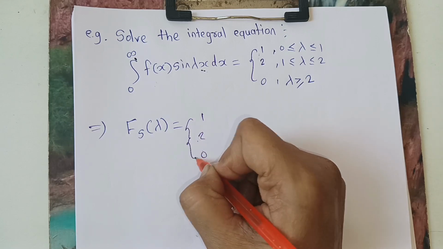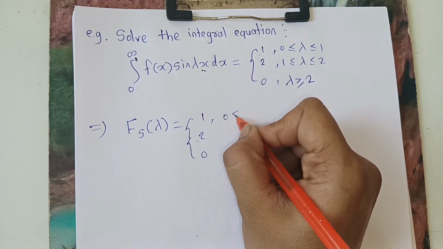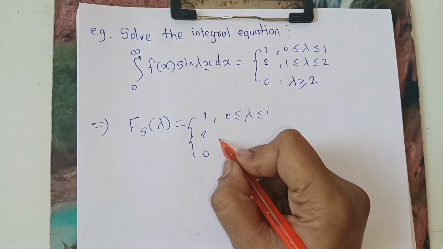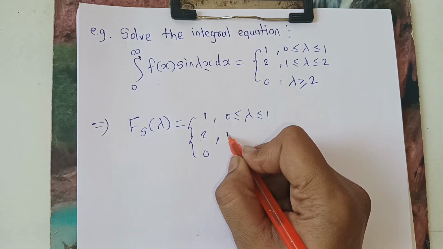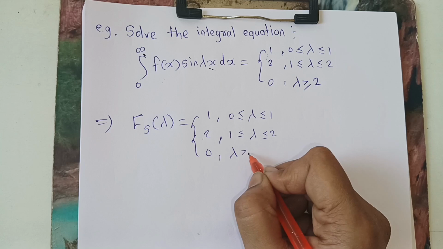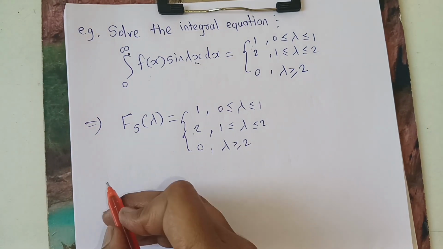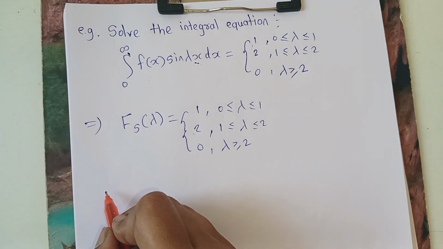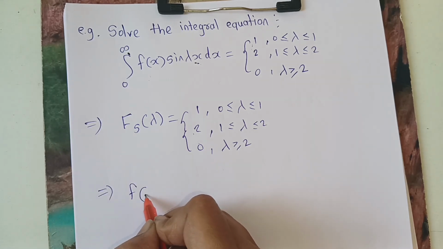So fs of lambda is equal to, in this case, 1 if lambda is between 0 and 1, 2 if lambda is between 1 and 2, and 0 for lambda greater than 2. Now you have to find f of x.